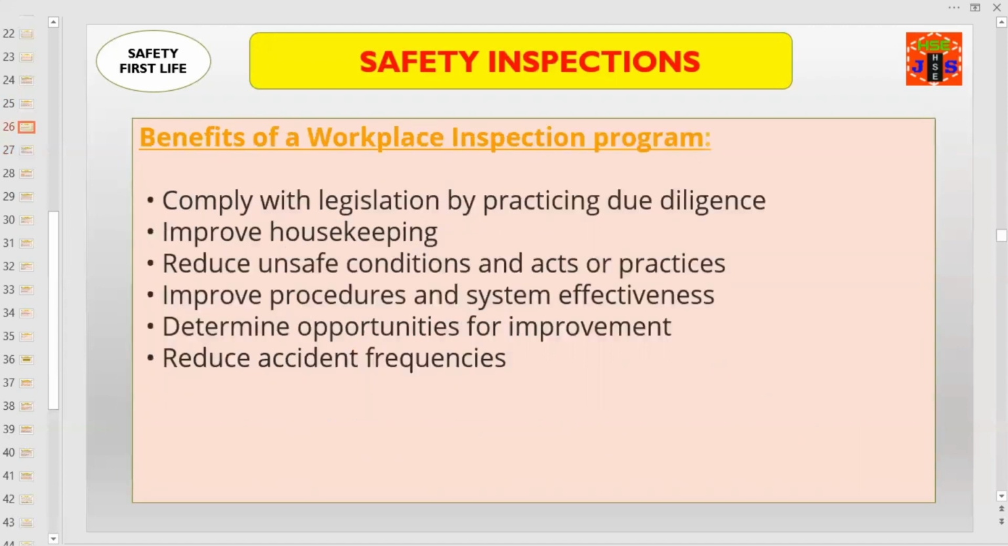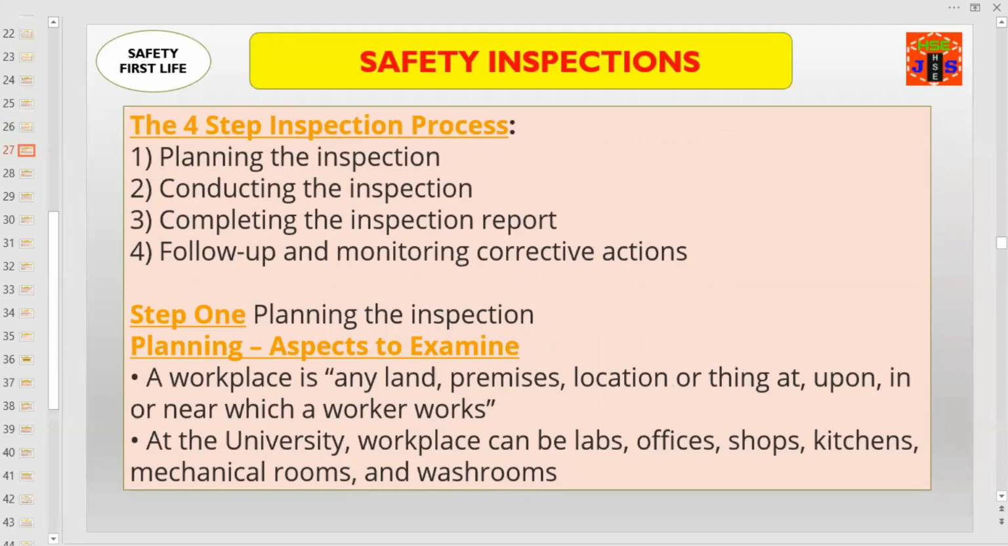After discussing the types of site safety inspections, let us start now. What is the inspection process? Dear friends and colleagues, the safety inspection process has four steps. The safety inspection process includes four main steps.